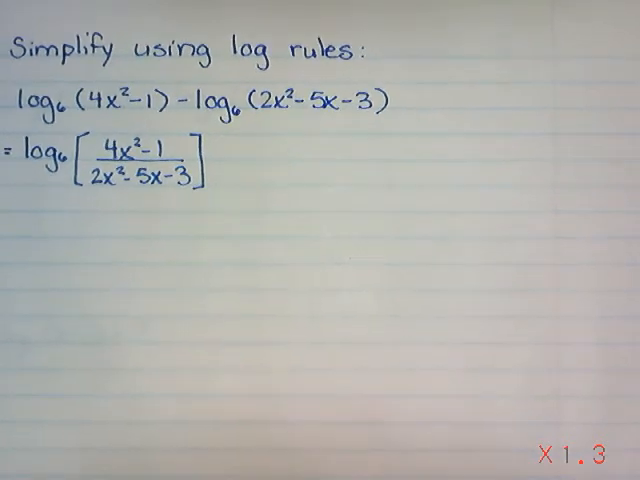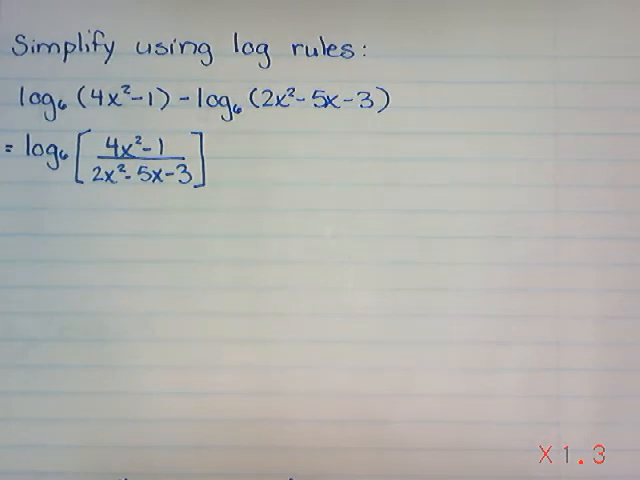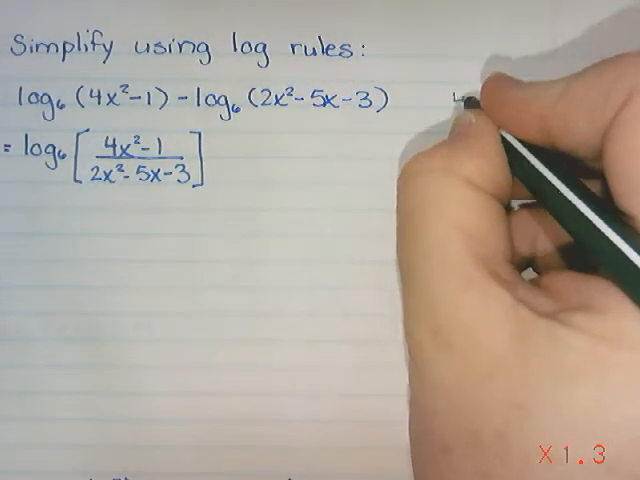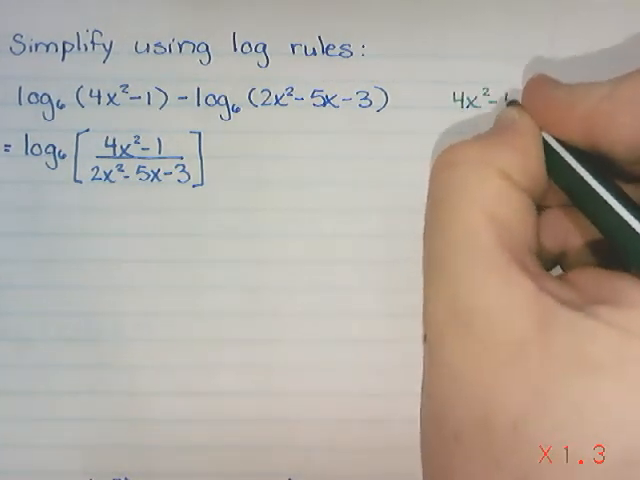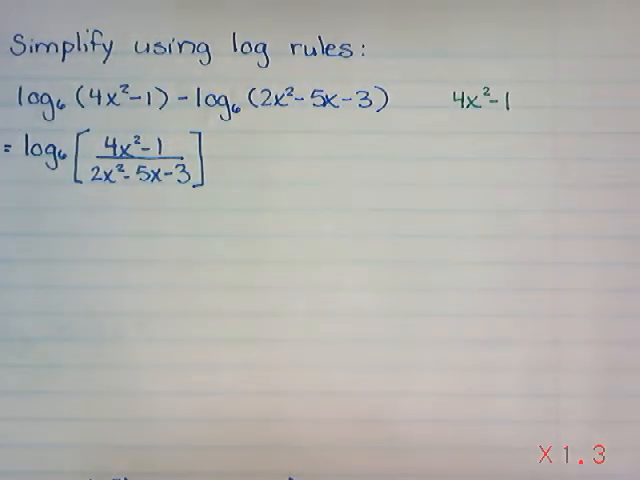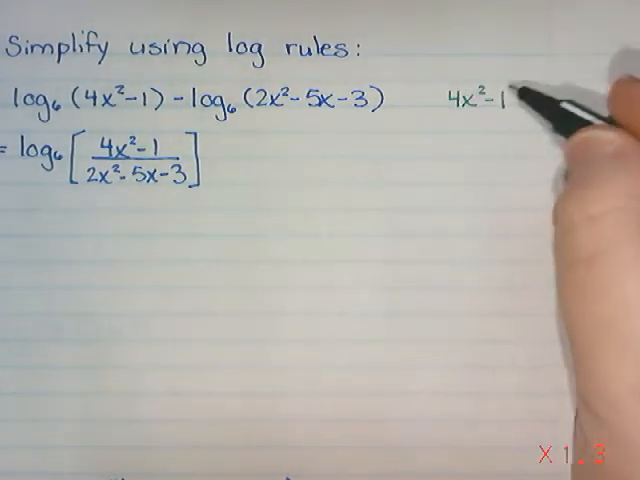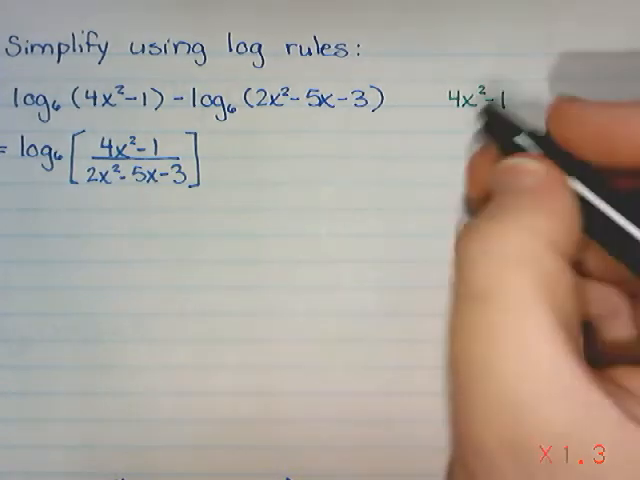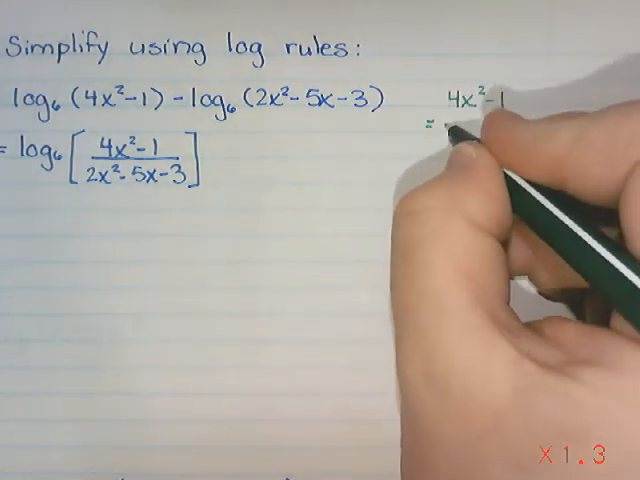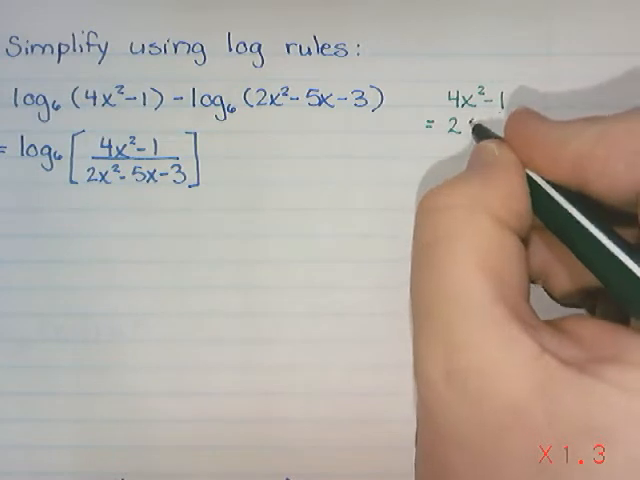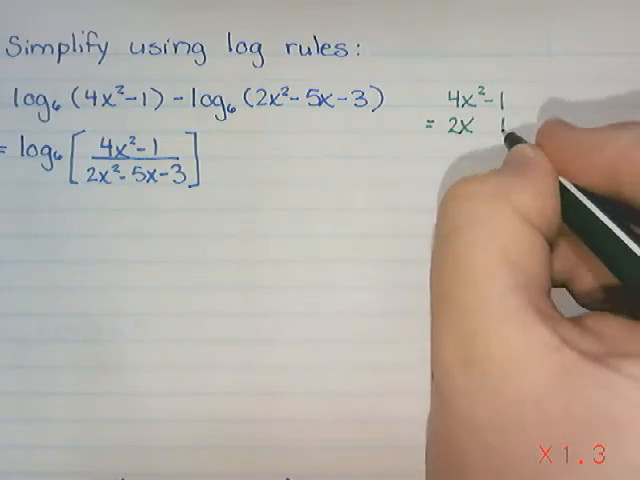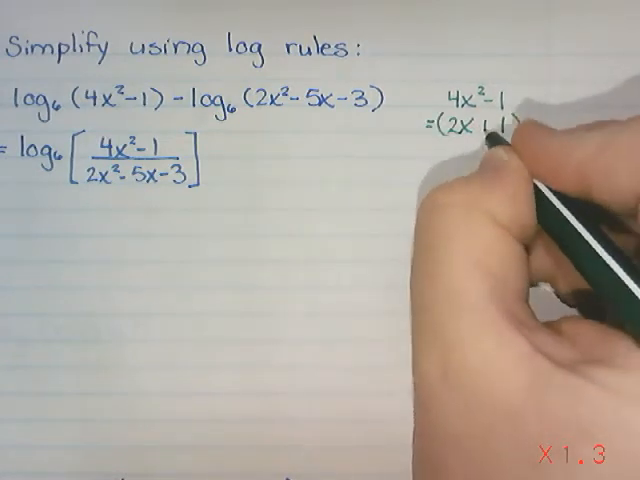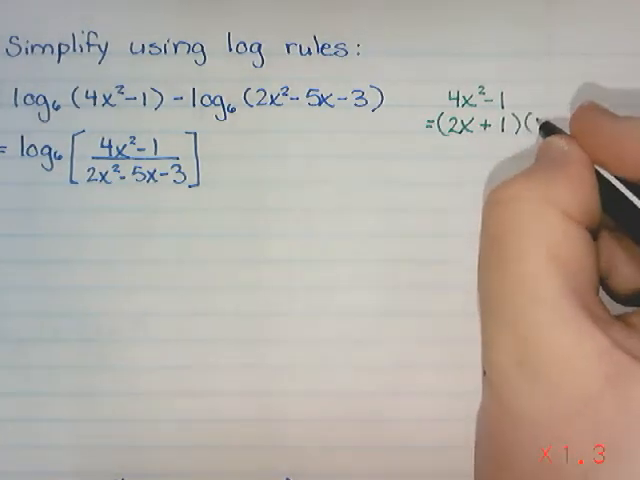All right, here we go. 4x squared, take away 1, is a difference of squares. It has two terms, they are being subtracted, and they are both perfect squares. So this should be the square root of 4, which is 2, the square root of x squared, which is x, and the square root of 1, which is 1. I'm going to add in one bracket and subtract in the other.